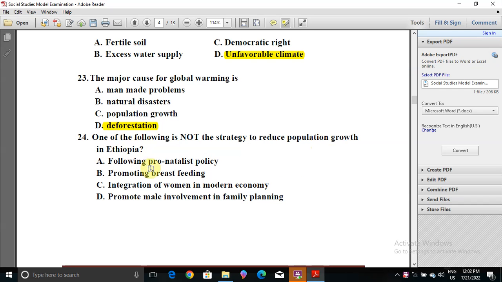Okay, now question number 24, one of the following is not a strategy to reduce population growth in Ethiopia. It will be following pro-natalist policy, promoting breastfeeding, integration of women in the modern economy, or promote male involvement in family planning. Of course it will be promote male involvement in family planning, which is not a strategy to reduce population growth in Ethiopia.